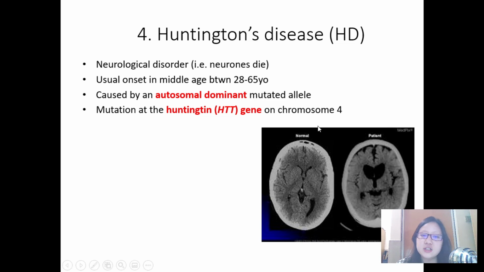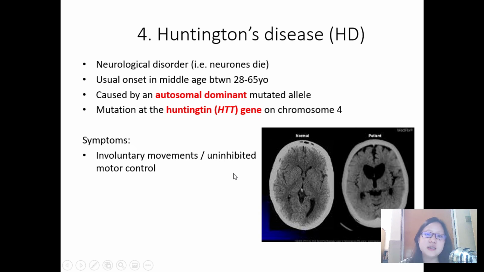And this mutation is at the Huntington gene, or the HTT gene, on chromosome number 4. Again, it is not on the sex chromosome, it's chromosome number 4 here, and it's a dominant allele, meaning that it will express even if you just have one copy of the allele.